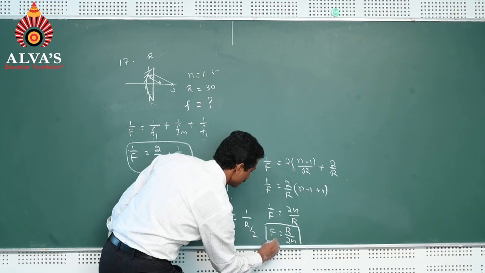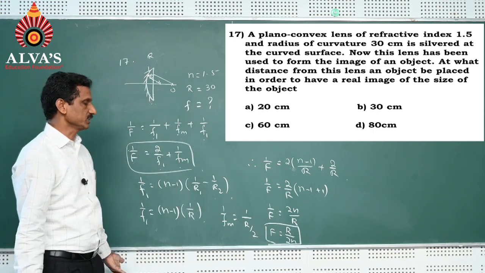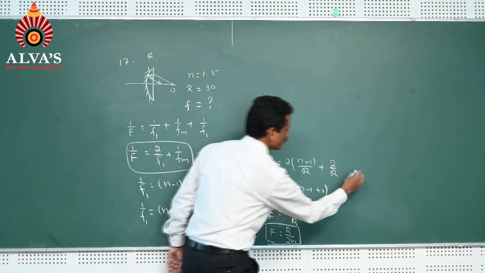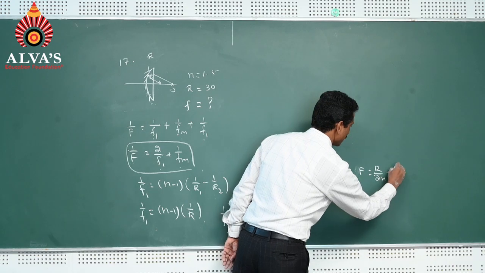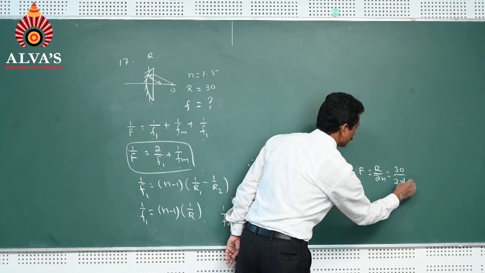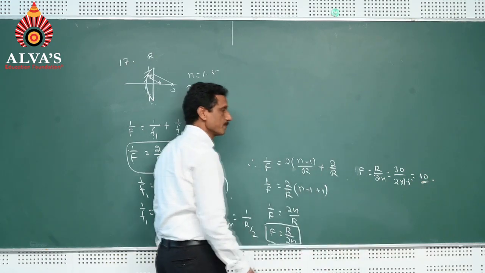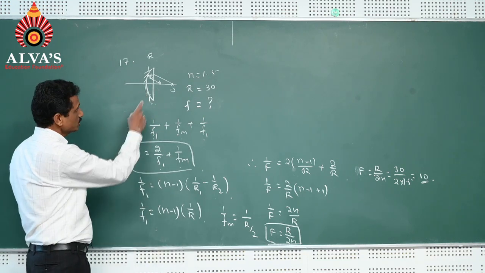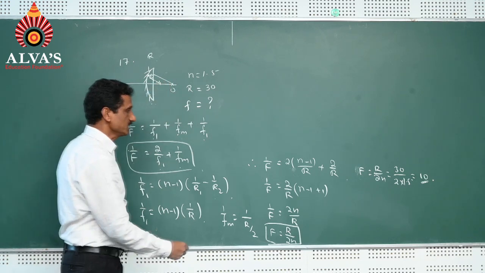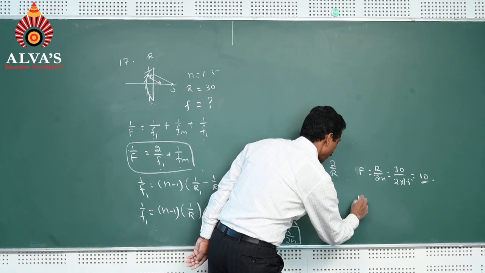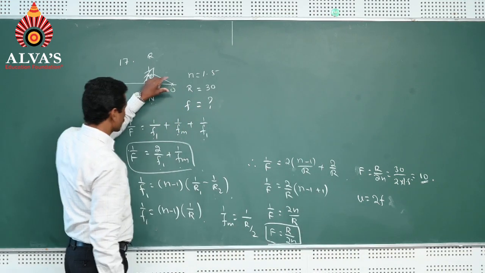So this is the formula. Students should remember the formula, f is r by 2n. The shortcut method is f is r by 2n. Therefore f is equal to r by 2n. R is given 30 centimeter, 2 into 1.5, it is 10. F is 10 centimeter. Our aim is to find out the object distance for which the image formed is the same size as the object. That is, in the case of a lens, if the object distance is equal to 2f, then the height of the image is equal to the height of the object.